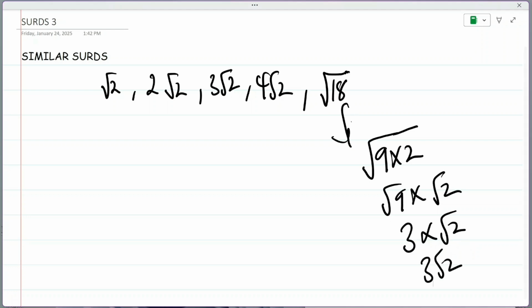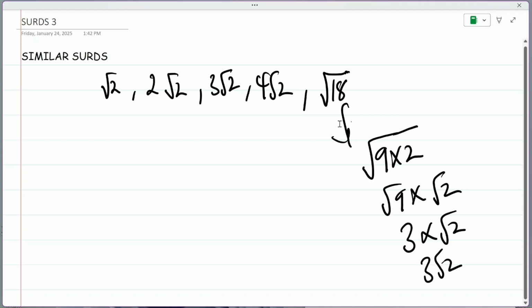So square root of 18 is also 3 root 2, and they are similar surds in the sense that they all have root 2's behind them. The first one is 1 root 2, this is 2 root 2, this is 3 root 2, the same thing as square root of 18 or root 18, 4 root 2, and so on. This can be compared to like terms in algebra. These are all like terms.